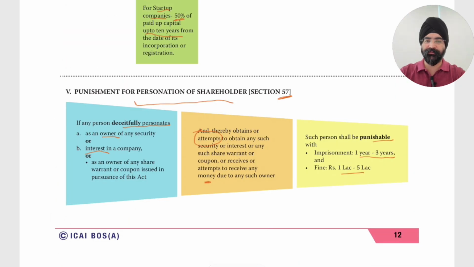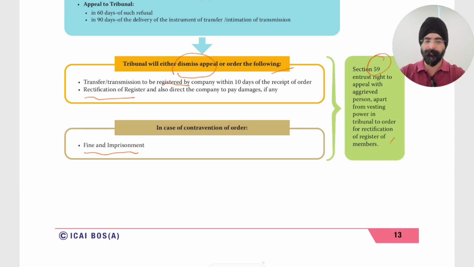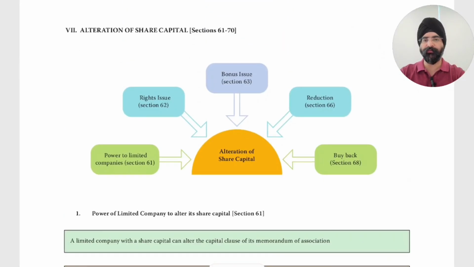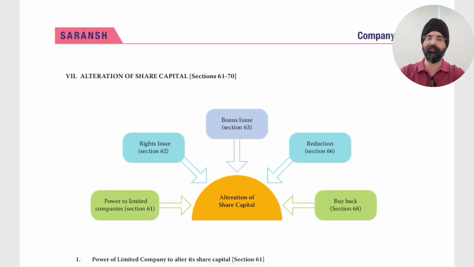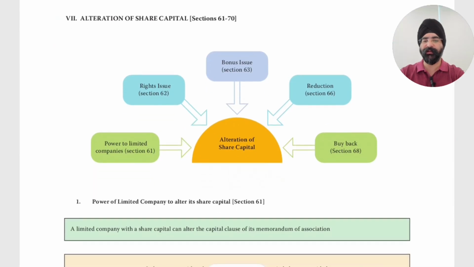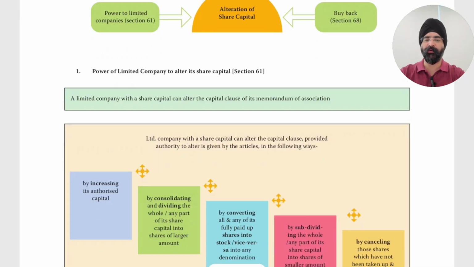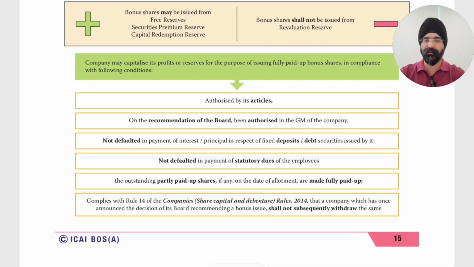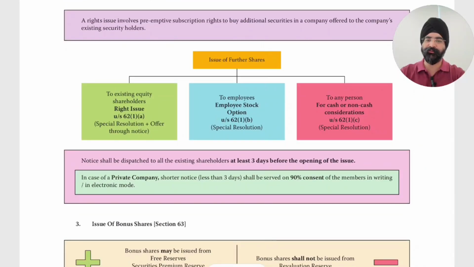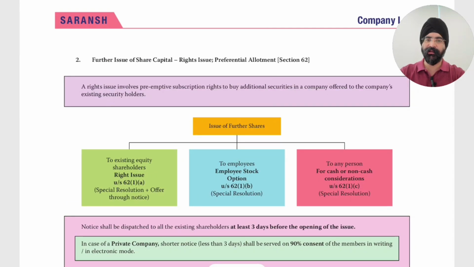Okay. So next, what we will do is, next time we will continue with alteration of share capital, power of limited company to alter its share capital, and take this further, issue of bonus shares, issue of preferential allotment, rights issue. So those things we will cover in next video.